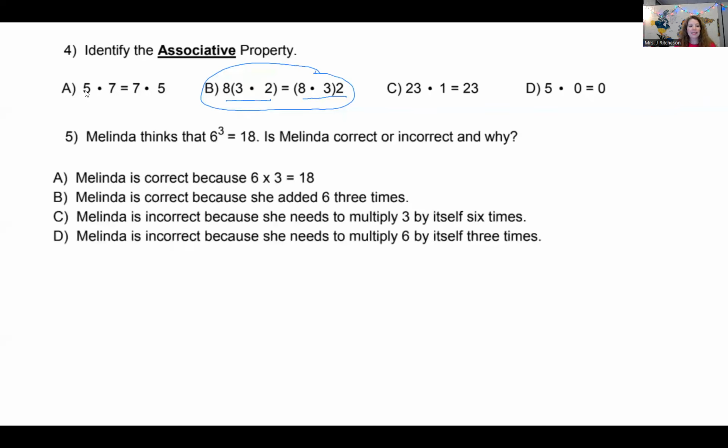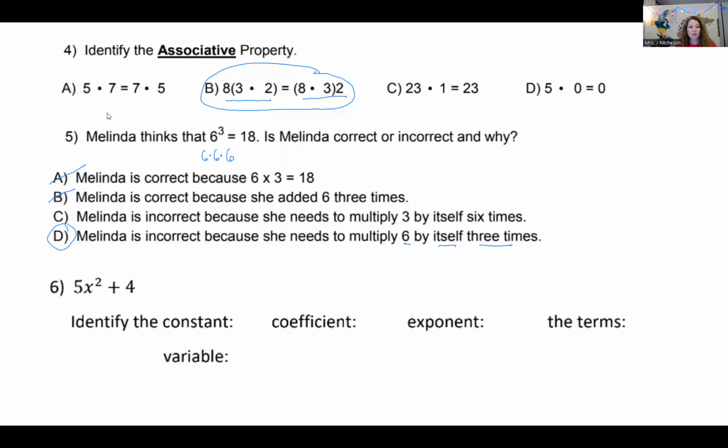Number 5, Melinda thinks that 6 to the 3rd power is 18. Is she correct? Well, she's not correct because this does not mean 6 times 3. This means 6 times 6 times 6. And so A, she's not correct, so it's got to be C or D. It says Melinda is incorrect because she needs to multiply 6 by itself 3 times. So D is the right answer.